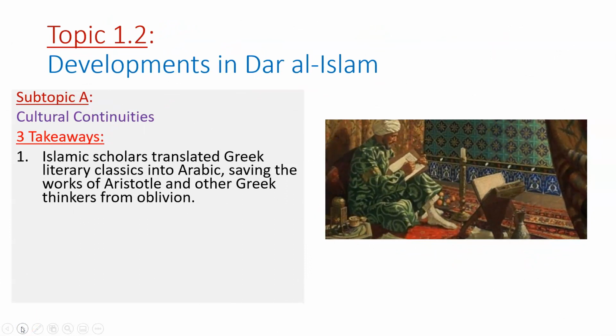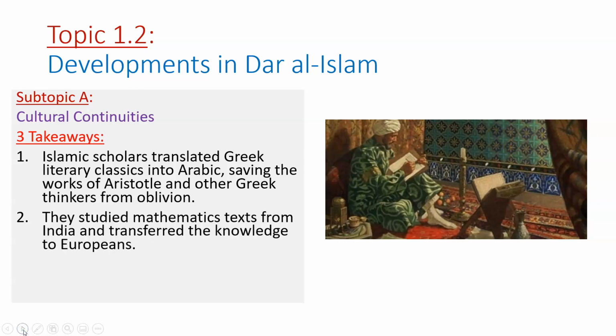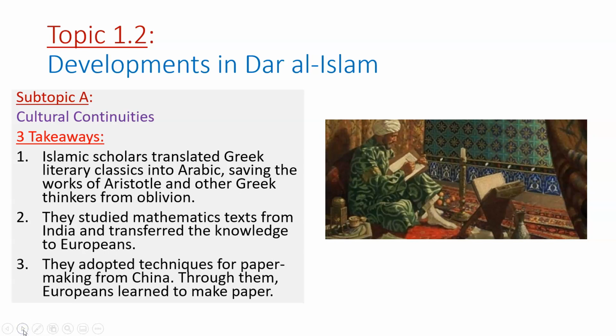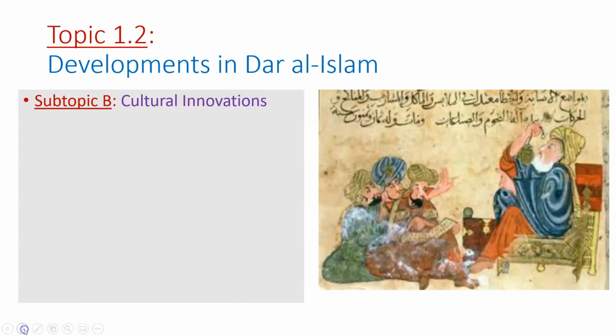Islamic scholars translated Greek literary classics into Arabic, saving the works of Aristotle and other Greek thinkers from oblivion. They studied mathematics texts from India and transferred the knowledge to Europeans. They adopted techniques for paper making from China. Through them, Europeans learned to make paper. Bless you.